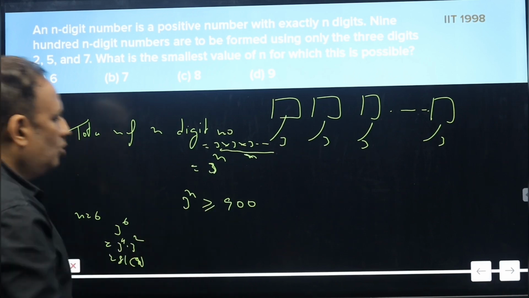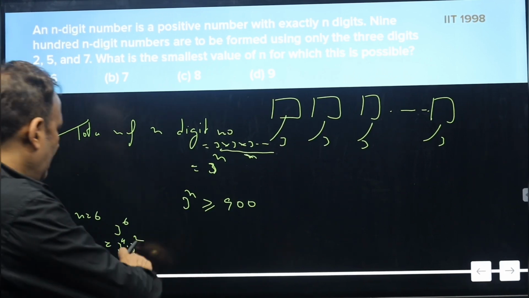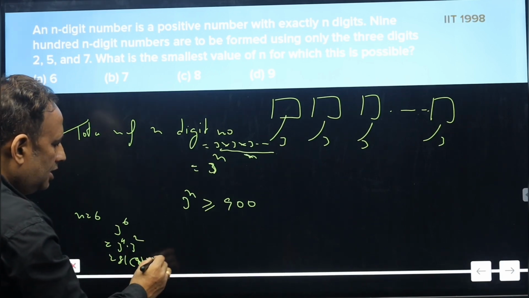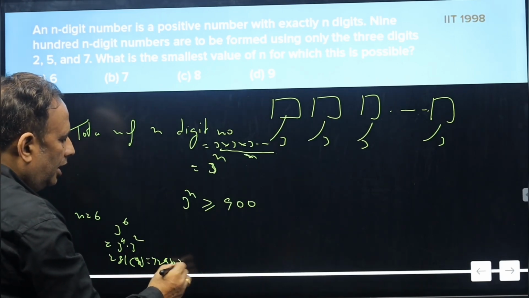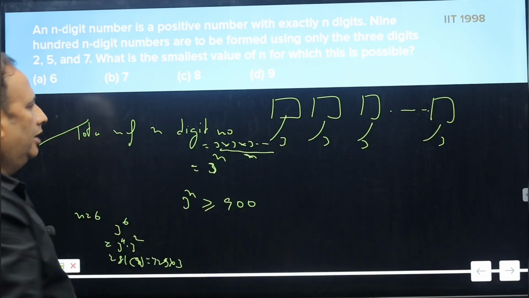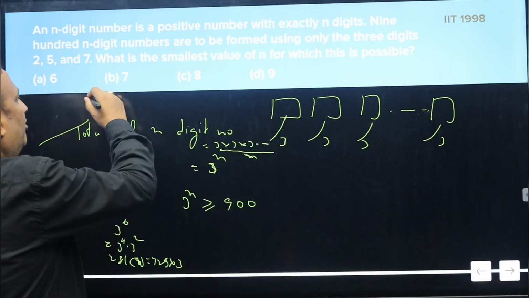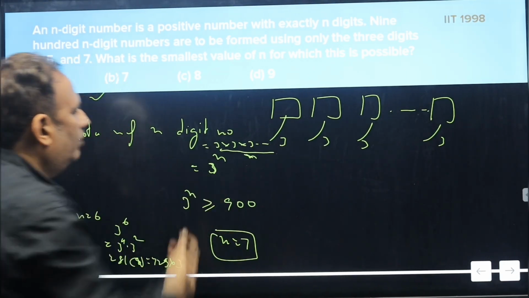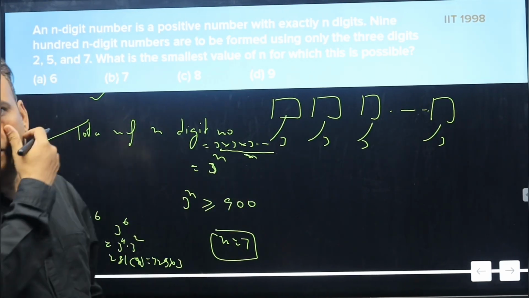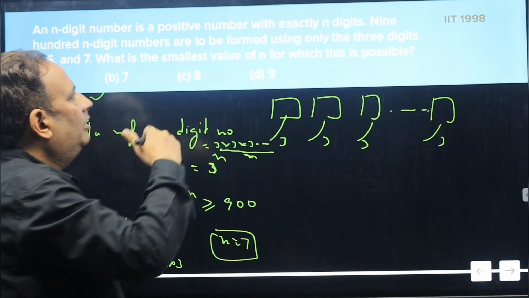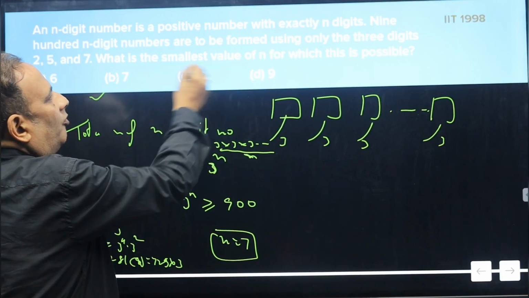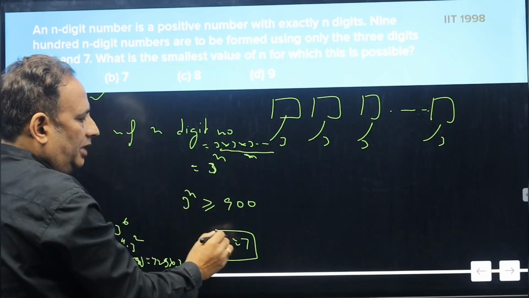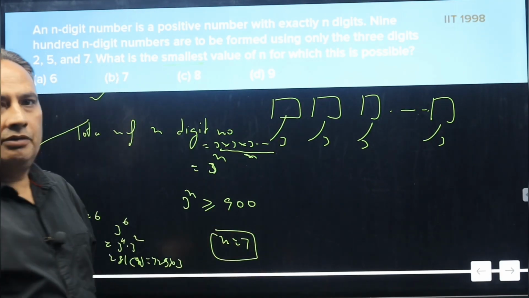But 729 is not greater than 900. So we have to go for 7. Let's see for 7, that is 729 into 3, and of course it is greater than 900. So n equal to 7 will be our answer. n equal to 7 is working over here. Of course, 8 and 9 will also work, but they are asking for the smallest value of n. So 7, 8, 9 will work, but the smallest value is n equal to 7. So the answer is n equal to 7.